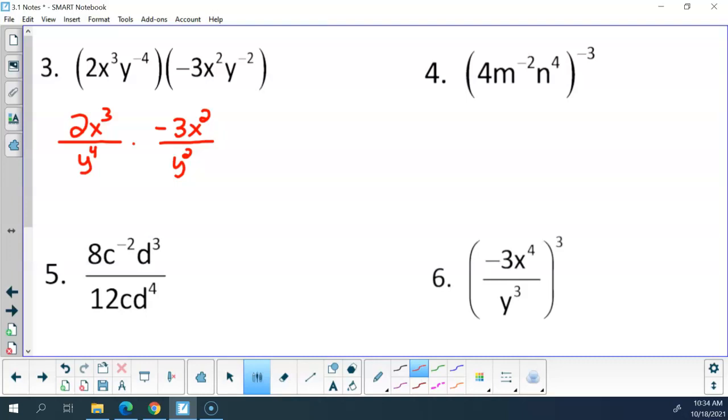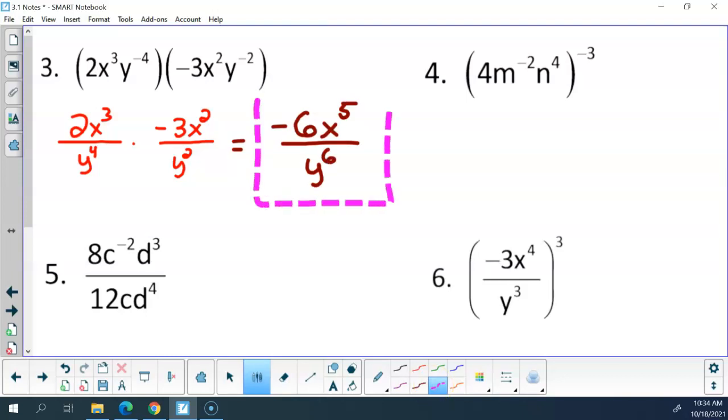Okay? So when it's just written out, it's all over 1, so that's why y to the 4th got moved to the bottom. And only that one. That's the only. Then it becomes positive. Okay? So now when I multiply across, I get negative 6x to the 5th power all over y to the 6th power. Can you look at the way that I did it?